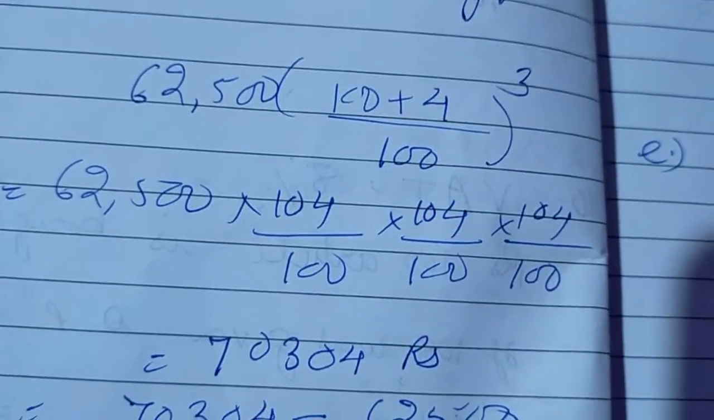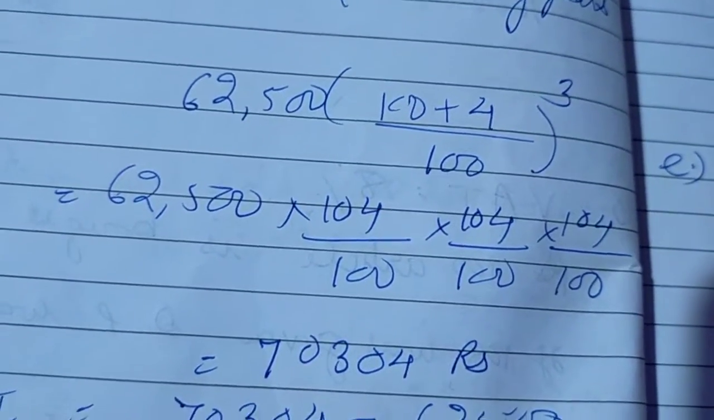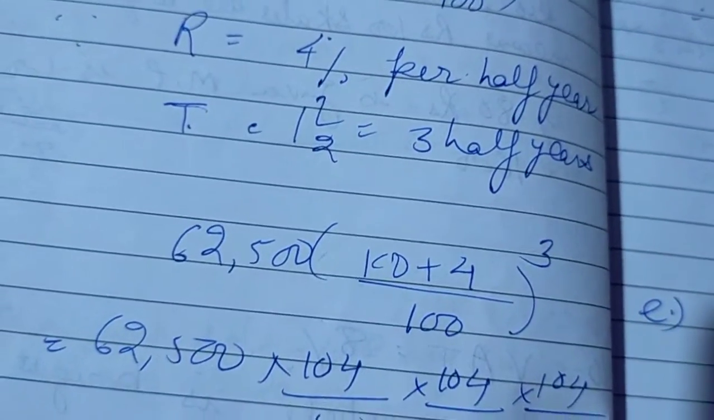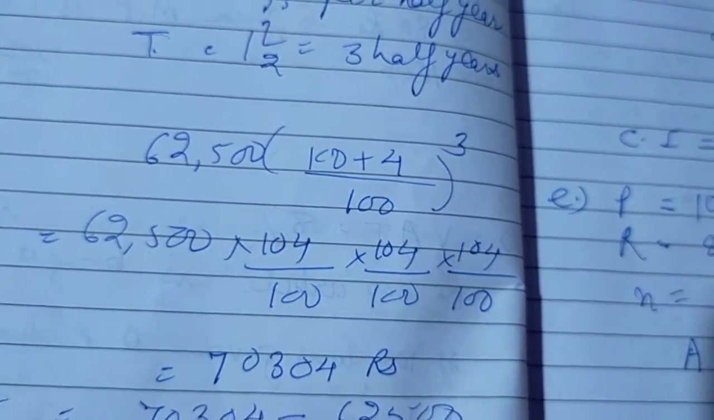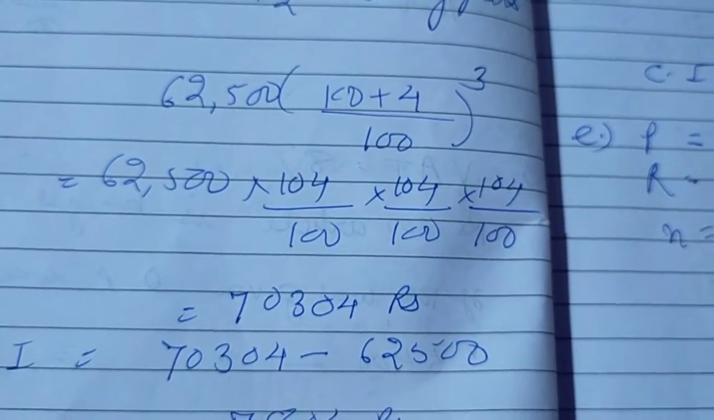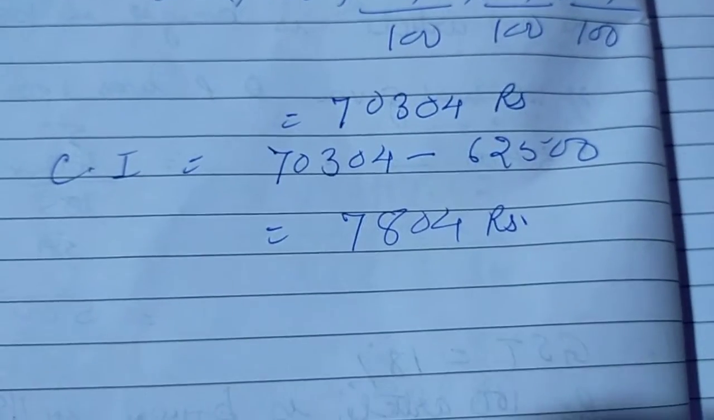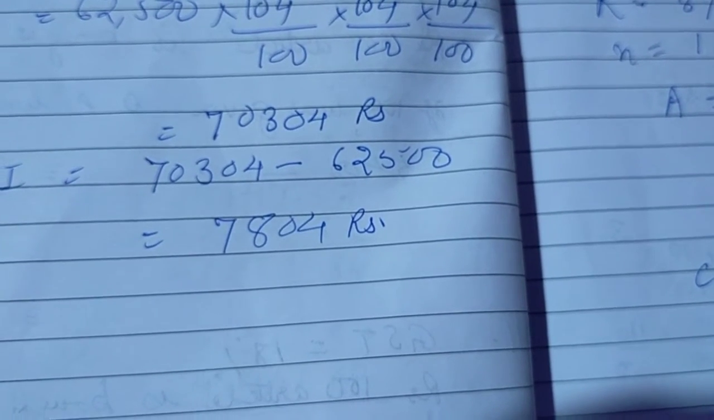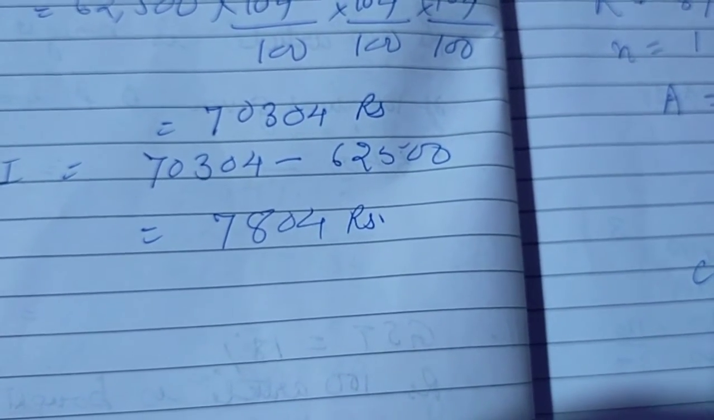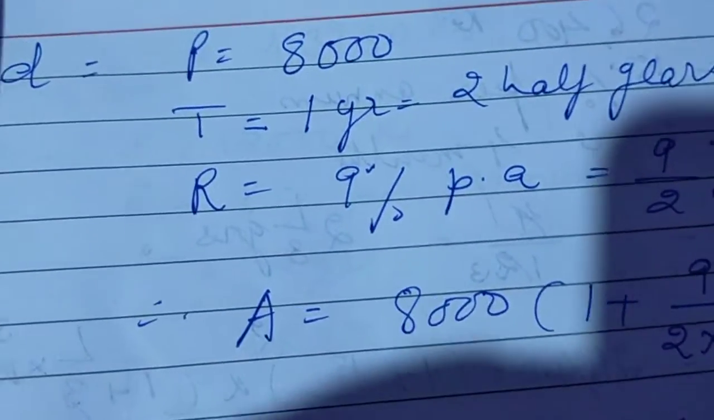So you put the values in the formula, 62,500 times 1 plus 4 upon 100, the whole cube. You take the LCM, so you will get 104 upon 100. 3 times you multiply it, you will get 70,304. So the interest will become, minus 62,500 from it, you will get 7,804 rupees as the compound interest.